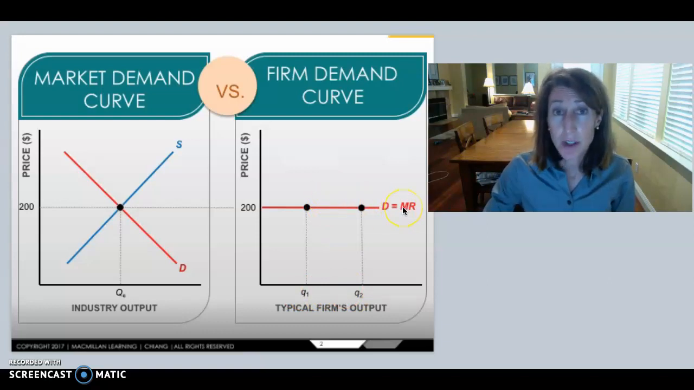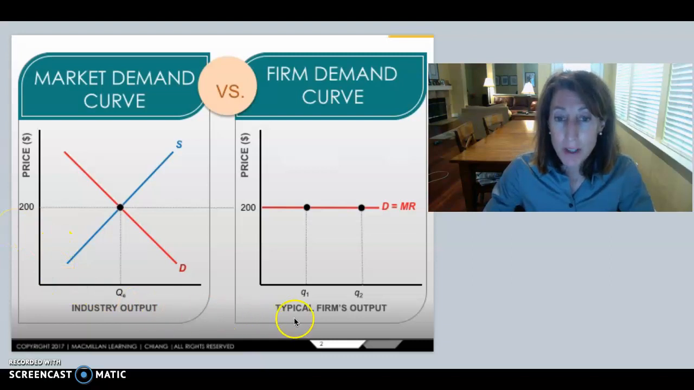It's also equal to the marginal revenue curve. Marginal revenue, remember, is additional revenue for each additional unit produced. So any extra unit produced here, they get another $200. That's their marginal revenue curve. And it's 200 because that was what was set in the market.